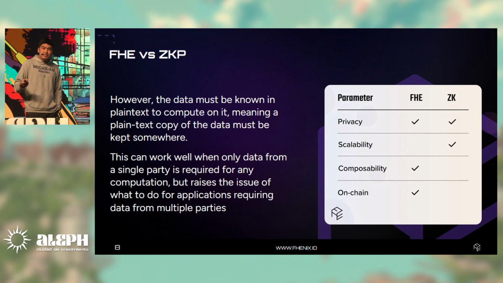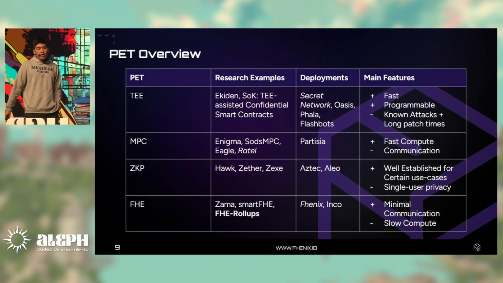So again, ZK is kind of good if it's just your data, right? If you're just trying to prove something client side, it's your stuff. Who cares? What am I going to do, leak my own stuff? It's my private thing, it doesn't really matter. But if you try to do it from multiple parties, that's where things can get a little sticky, right?